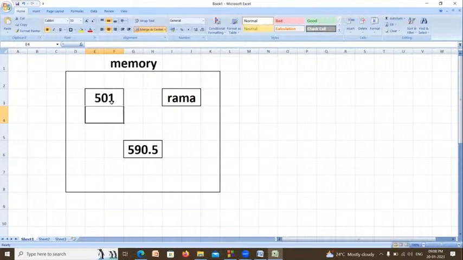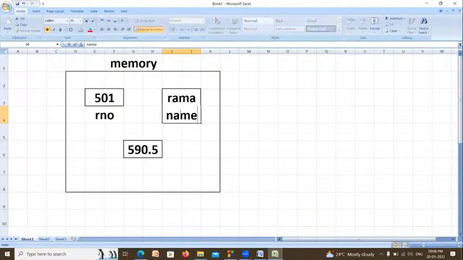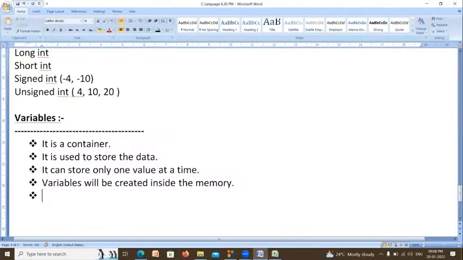Now what is the name of this one? 501 is nothing but roll number, so it should be named roll number. What is Rama? Rama is nothing but the name of the student, so it is called name. What is 90.5? It is called average marks. So every variable must be identified with a specific name.